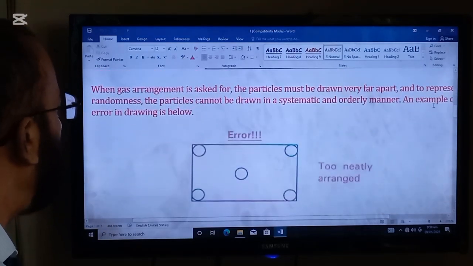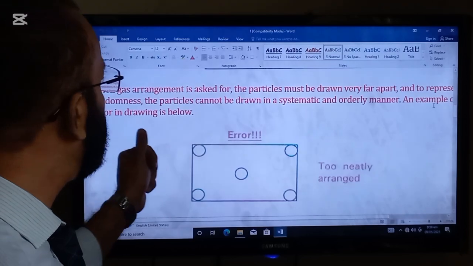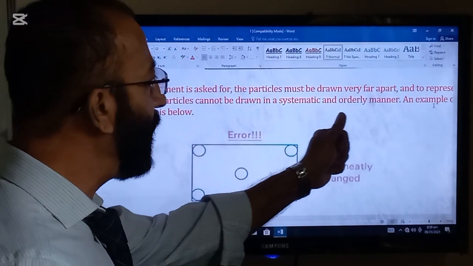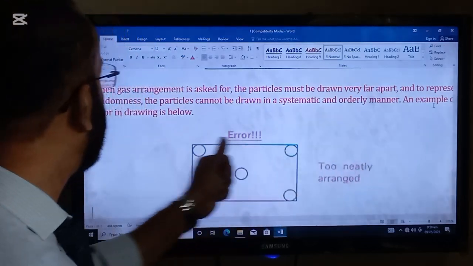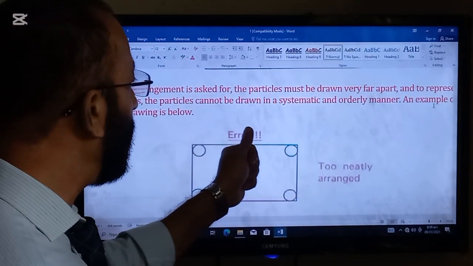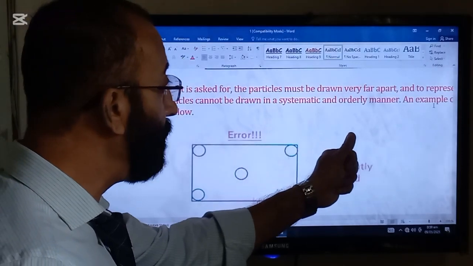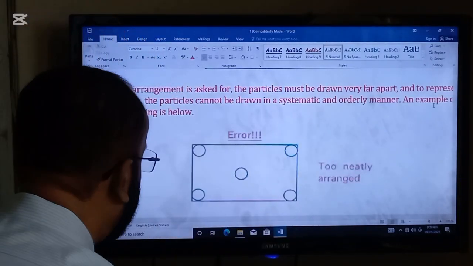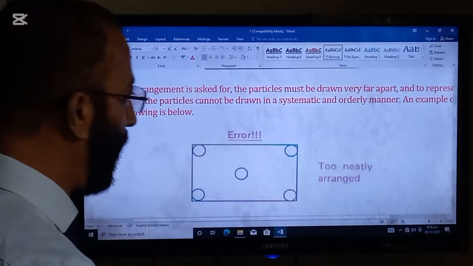Here is another error. When gas arrangement is asked for, the particles must be drawn very far apart, and to represent randomness, the particles cannot be drawn in a systematic and orderly manner. An example of error in drawing below. So this is an error.